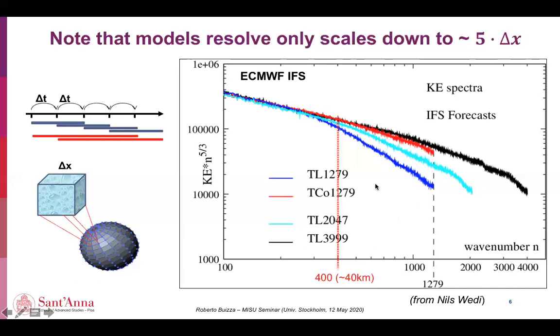Okay, but this fact, the fact that the actual resolution is about a factor of 5 of the grid spacing, is something we need to keep in mind when we think that, okay, now we have a model running at 9 kilometers so we can resolve scales up to 9 kilometers. This is not actually true. I think we could say that we can resolve scales only up to a multiple of a delta x, which has been estimated to be, say, between 4 and 6.